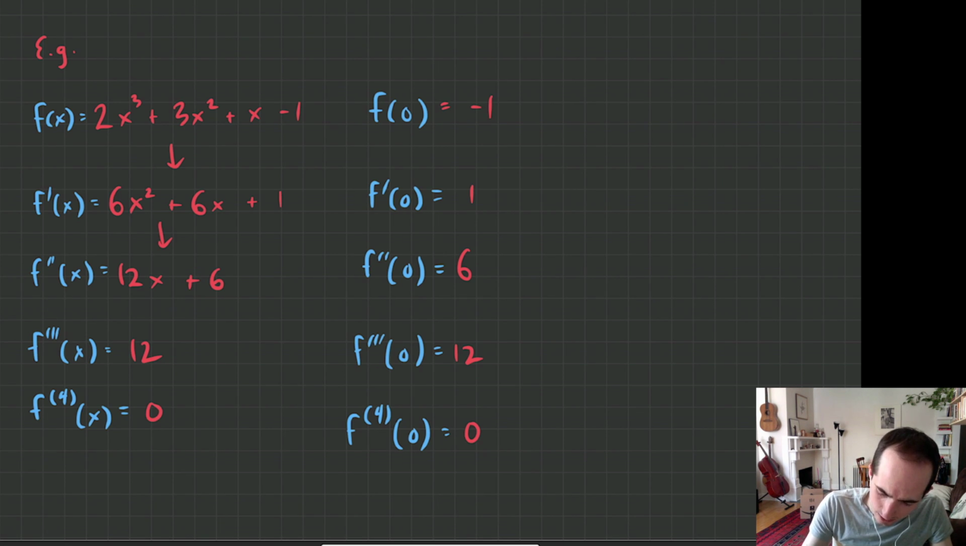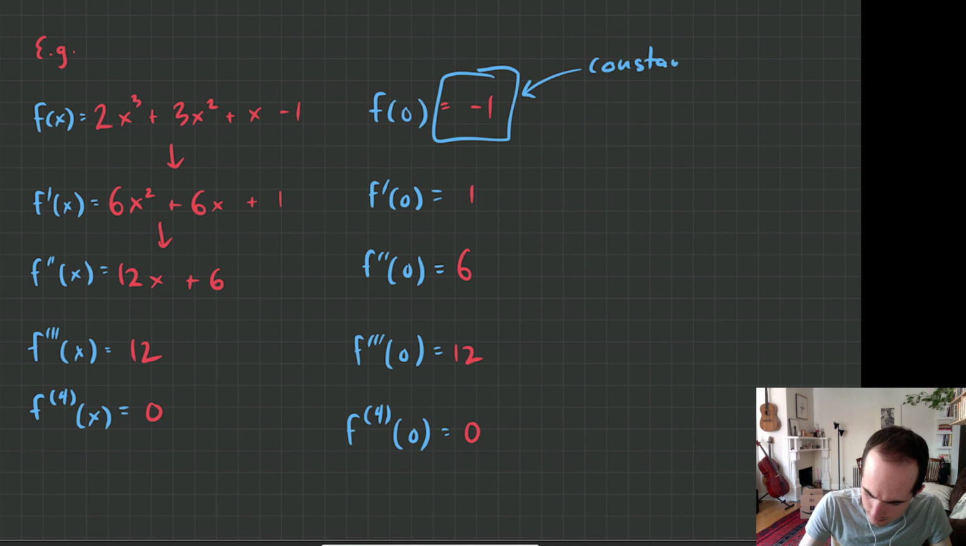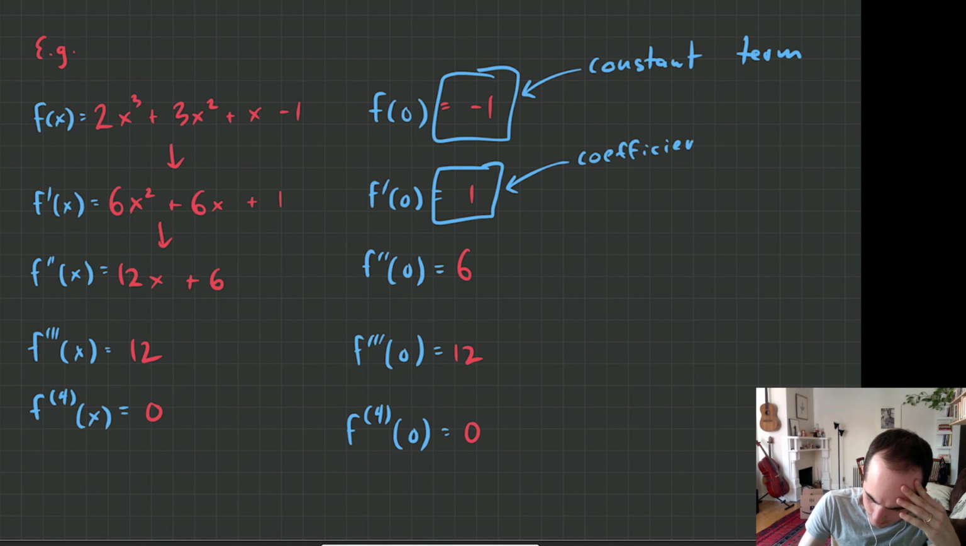So this first one here is definitely our constant term, right? So that's kind of given already. This one here is our coefficient on x, so that's like our linear coefficient. Times 1.